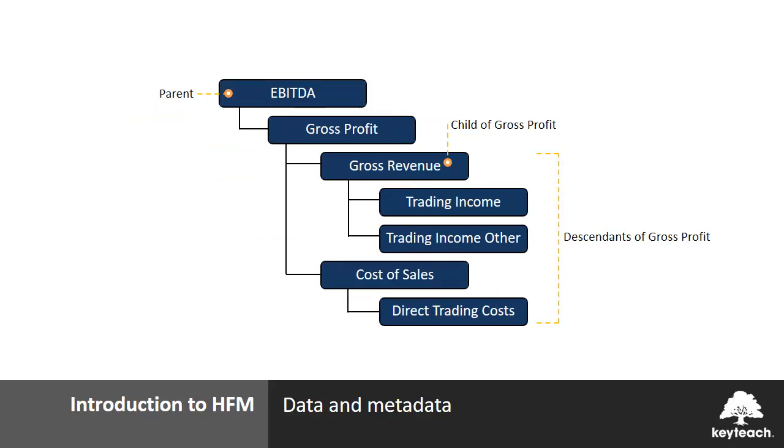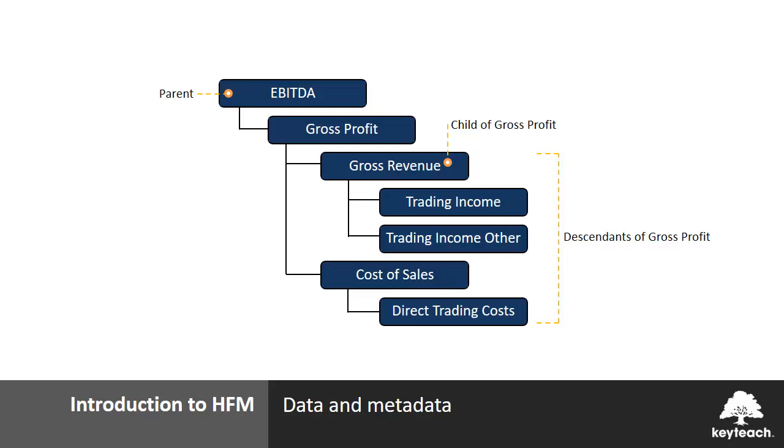And because we're working with lots of hierarchical dimensions, we need methods to select multiple types of dimension members. So we can choose a parent member, and if we've defined a parent member, we could choose the children of that parent. So if we looked at selecting gross profit in this example, the parent of gross profit is EBITDA. Whereas if we had gross profit selected and we said, give me the children of gross profit, that would give us gross revenue and cost of sales. If we said, give me the descendants of gross profit, that would show me everything below gross profit.